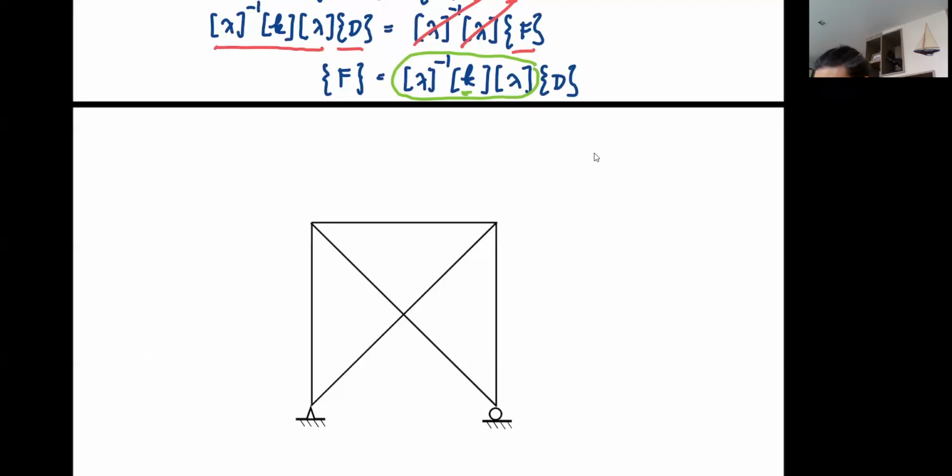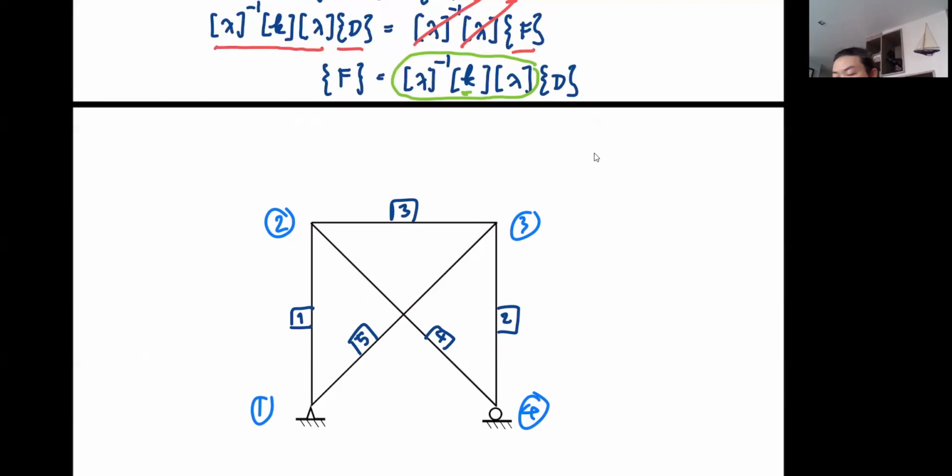So let's say this is going to be member number 1. This is my member number 2. This is my member number 3. This is my member number 4. And this is my member number 5. Okay. Now we have 5 members. Notice that this has 4 joints, 1, 2, 3, 4. Joint numbers are given so that you know them, but I don't think we need them.